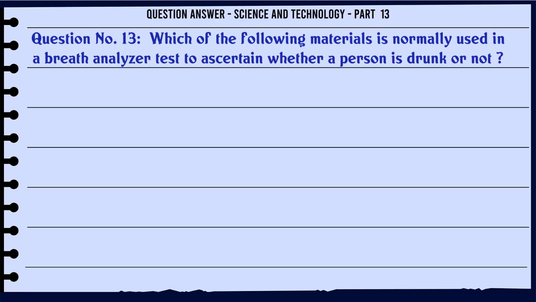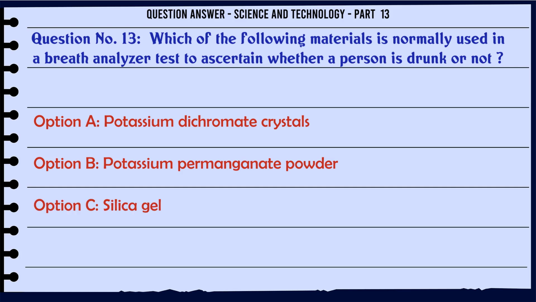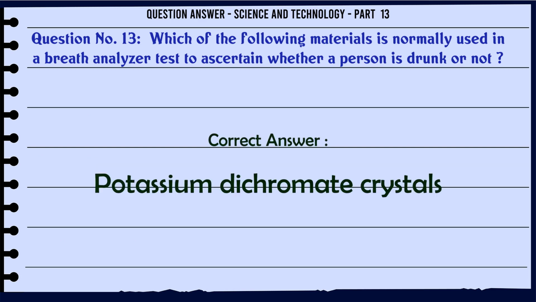Which of the following materials is normally used in a breath analyzer test to ascertain whether a person is drunk or not? A. Potassium dichromate crystals. B. Potassium permanganate powder. C. Silica gel. D. Baking soda. The correct answer is potassium dichromate crystals.